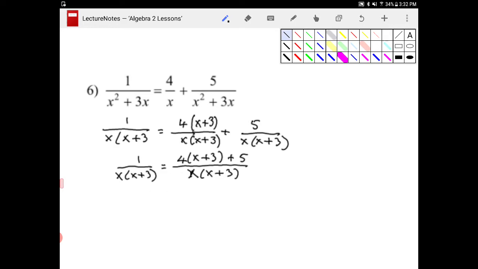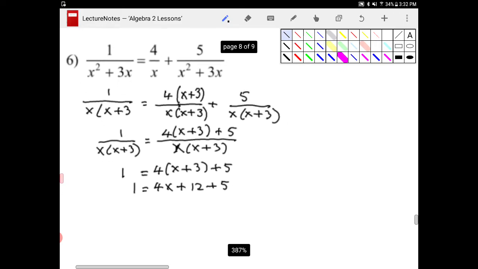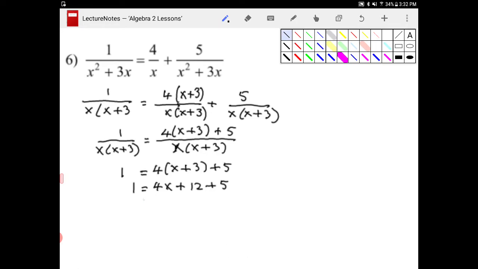Since I have the same things in the denominator on either side, I can drop that, and this is 1 is equal to 4 times x plus 3 plus 5. Distribute the 4 and combine like terms. I end up with 4x plus 12 plus 5 is equal to 1. I will now combine like terms. I get 4x plus 17 is equal to 1.